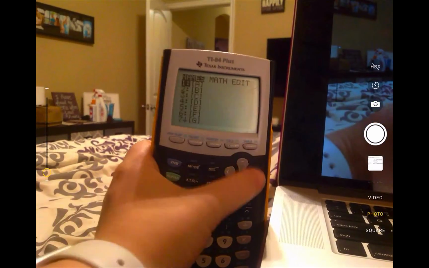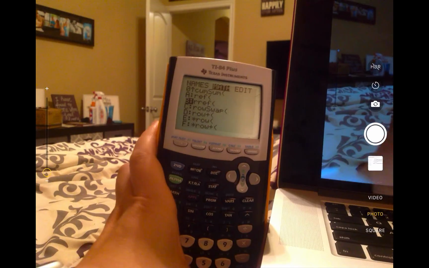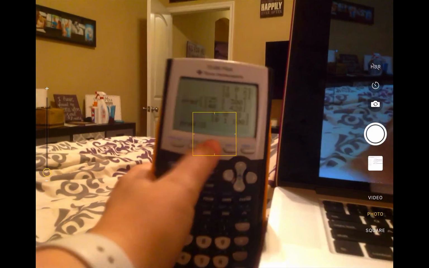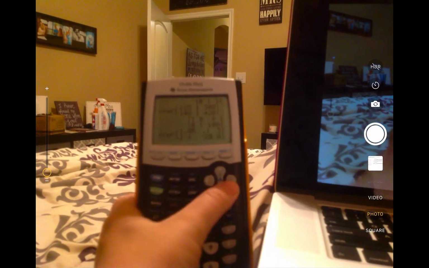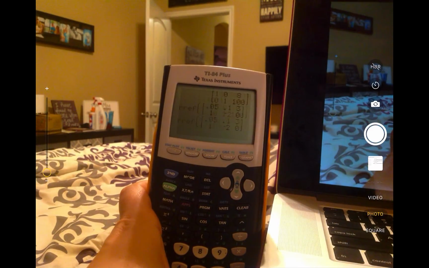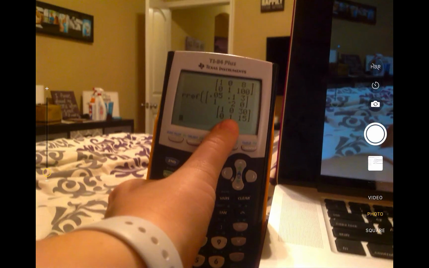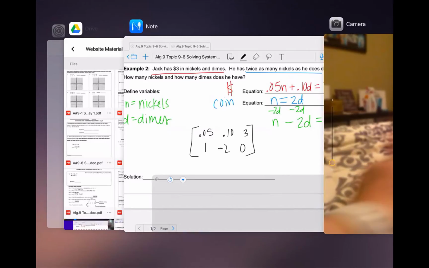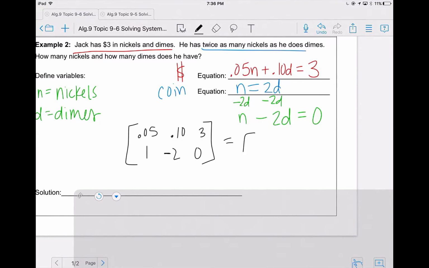In my calculator, I click second matrix, B, alpha zoom 2/3, 0.05 arrow, 0.10 arrow, 3 arrow, 1 arrow, -2 arrow, and 0, and then I click enter. I see the 1001, so that means I have a solution. And then 30 and 15.